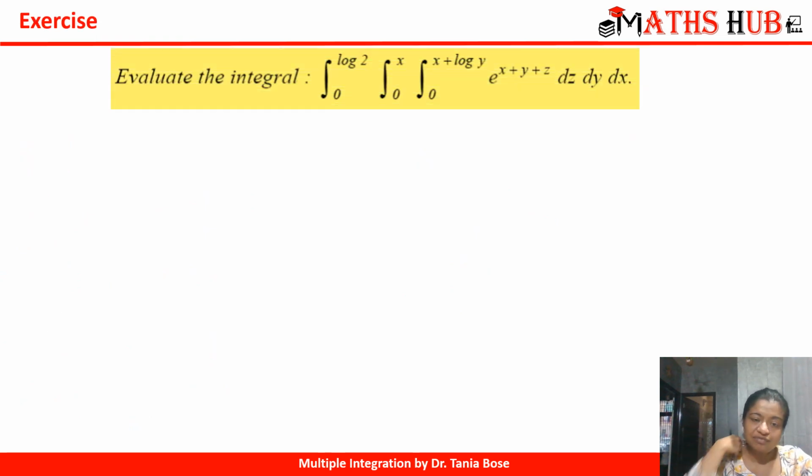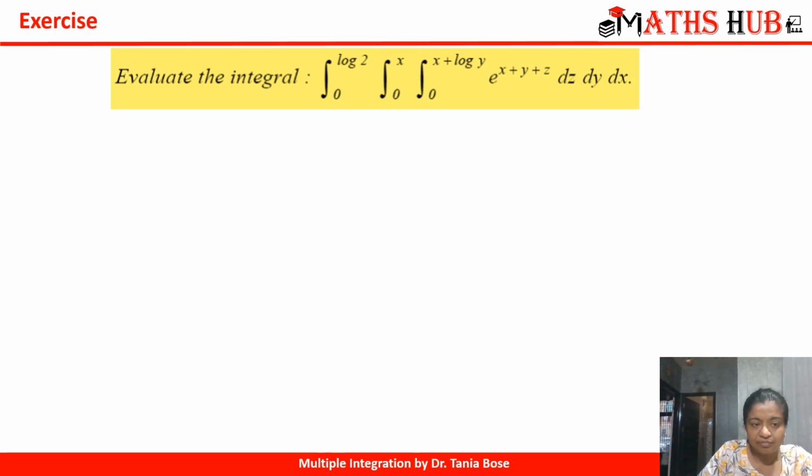Now in the second question, we need to evaluate integration 0 to log 2, integration 0 to x, integration 0 to x plus log y, e to the power x plus y plus z, dz, dy, dx. So now if you check the order here, you can see that we have to perform the inner integral with respect to z. And after performing this, the next integral will be with respect to y and the outer one will be with respect to x.